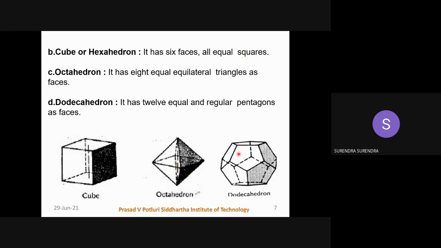In the same way, octahedron and decahedron. From an examination point of view, there is no need for these 2. They are not in the syllabus, I am just showing them for an idea. Octahedron is surrounded by 8 equilateral triangles. Decahedron is 12 pentagons.